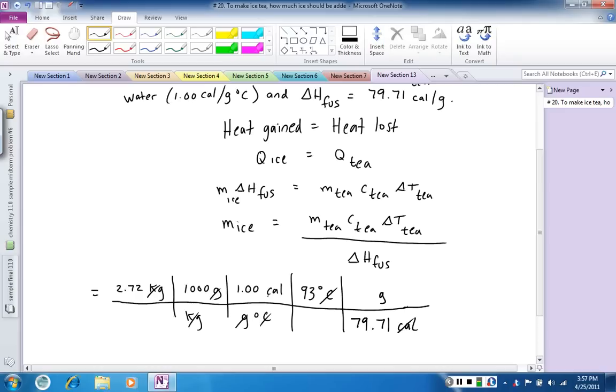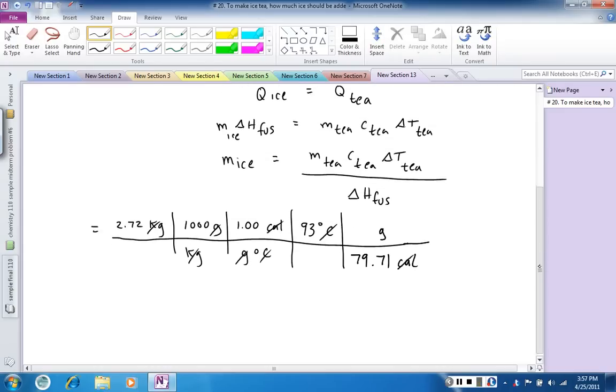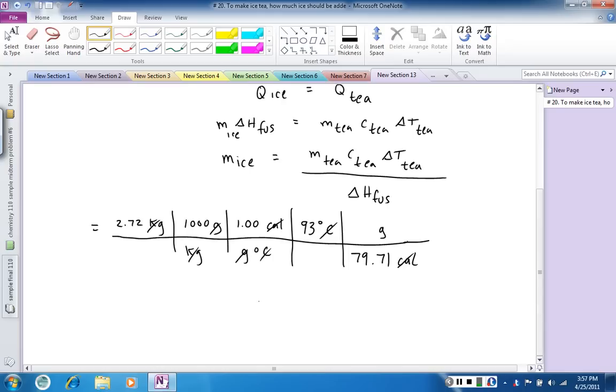So if you're careful with your units, you end up with grams equals 3173 grams of ice. We are limited to 3 sig figs. No, 2 sig figs because of our temperature right here. So we'll express that as 3.2 times 10 to the 3 grams of ice.